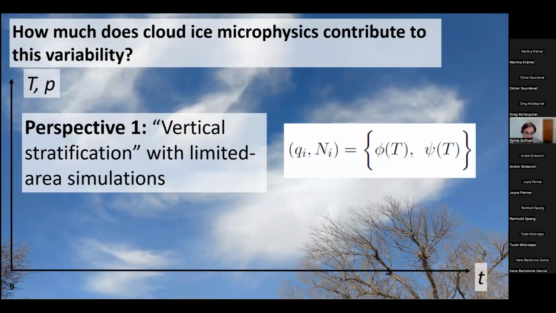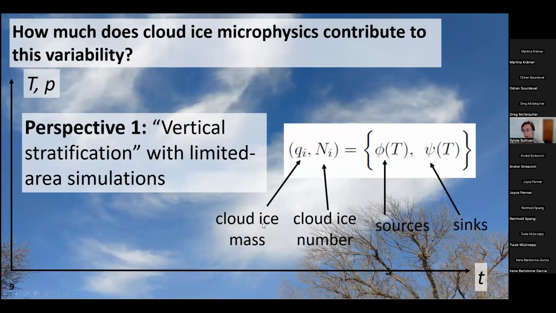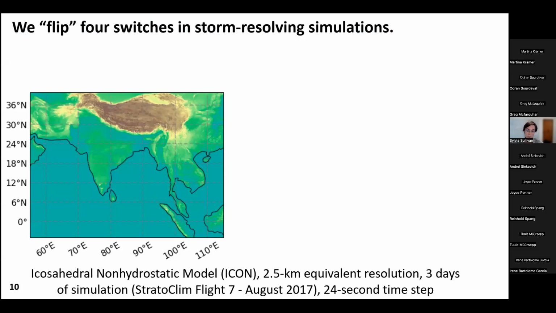So I want to start with this first perspective, which looks at the thermodynamic axis. There's a mathematical formulation of it over here to the right, thinking about how ice mass and number are formed as a function of sources and sinks that are temperature dependent. And so to understand microphysical impact on cloud radiative heating within this framework, we're going to use limited area simulations with the icosahedral non-hydrostatic model, or ICON. We're going to run ICON at 2.5 kilometer equivalent resolution, which is sufficient to explicitly resolve deep convection. We run 3 days of simulation that correspond to the StratoClim flight campaign in August 2017, and we have a 24-second time step.